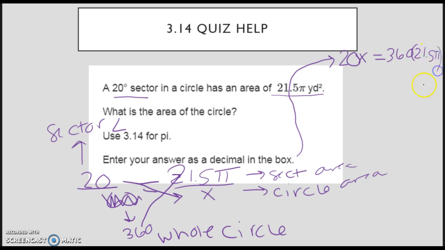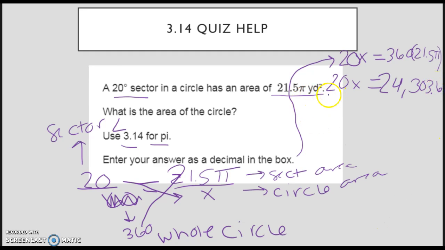And we're just going to simplify and solve for x, which is going to be the area of the whole circle. We're going to use 3.14 for pi because they tell us to use 3.14. So you're going to take your calculator. We'll leave 20x the same. In your calculator, you're going to do 360 times 21.5 times 3.14. And that'll give us 24,303.6.